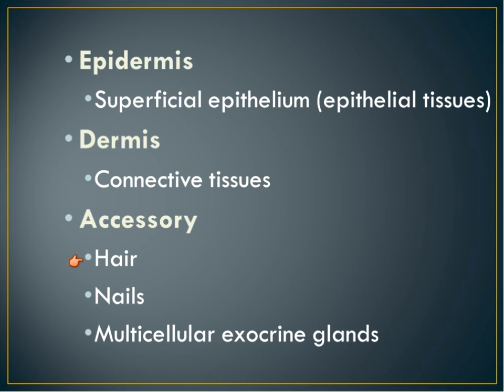So we're going to discuss hair and nails and the different types of exocrine glands. But remember, the information that's in your textbook is a lot more detailed than what I'm asking you to learn about these accessory structures. So really just limit what you need to know as it pertains to accessory structures to what we go over in our lecture.